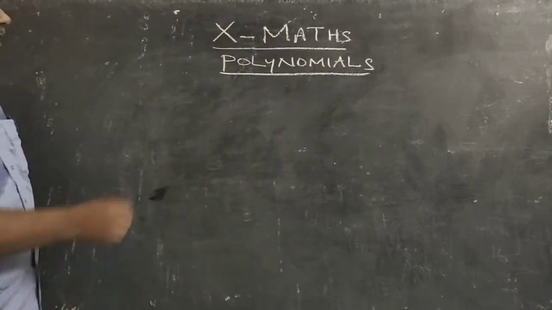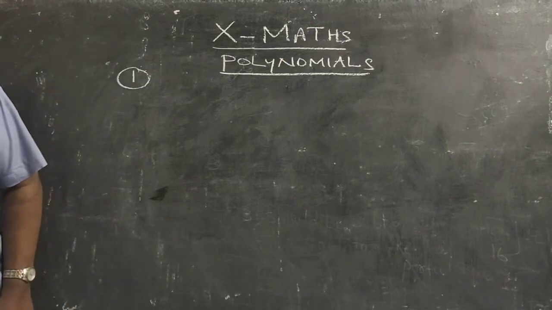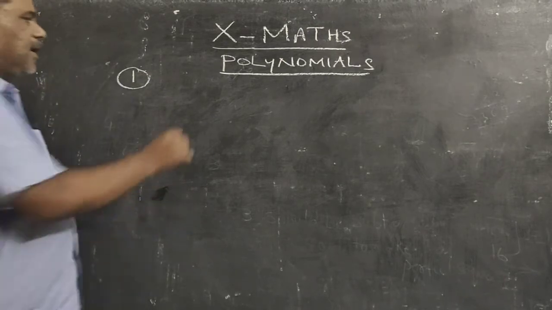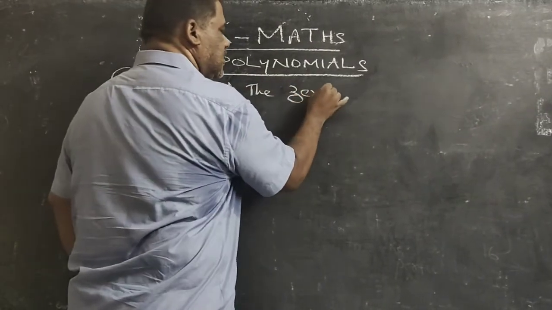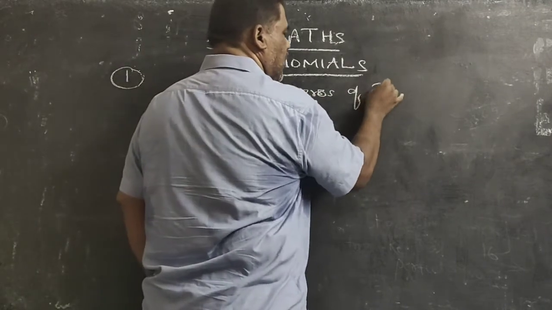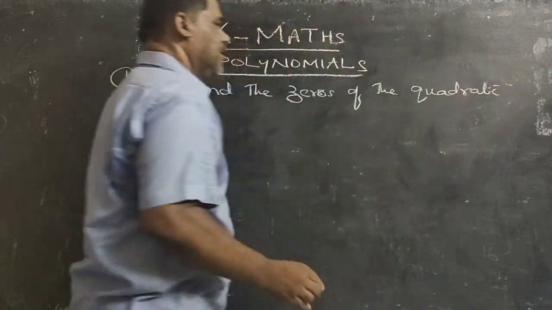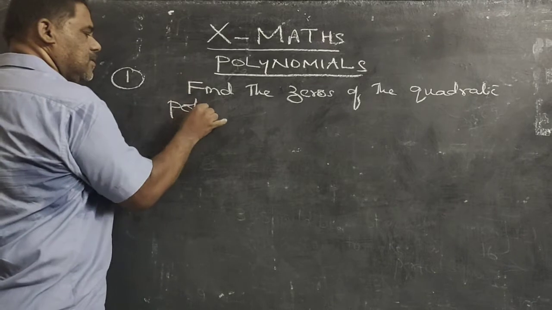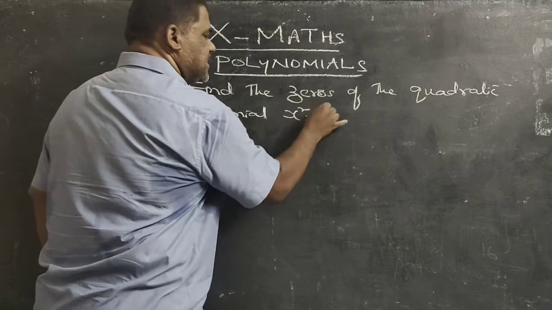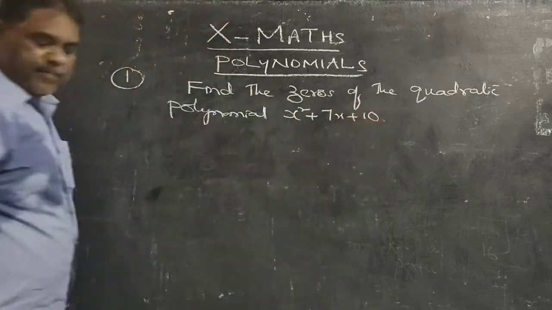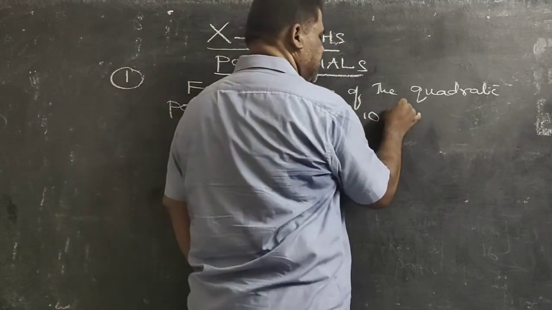Polynomials. Let us do some example problems. Find the zeros of the quadratic polynomial x square plus 7x plus 10 and verify the relationship between zeros and coefficients.